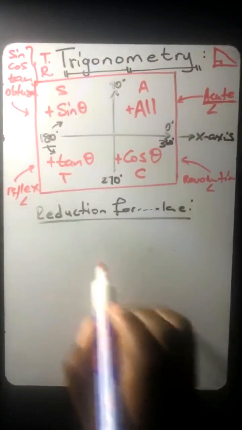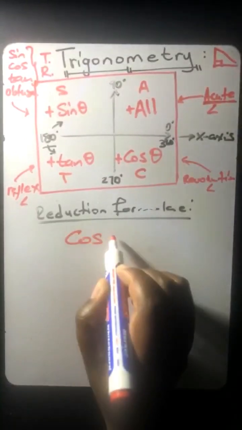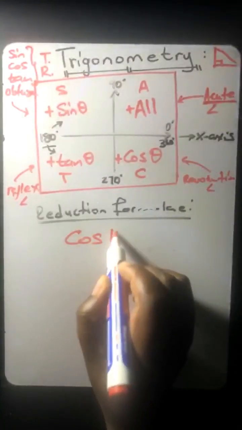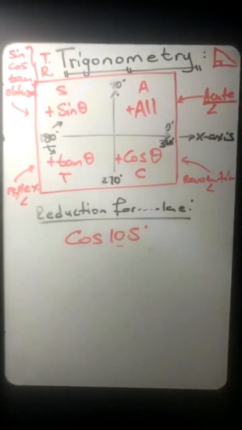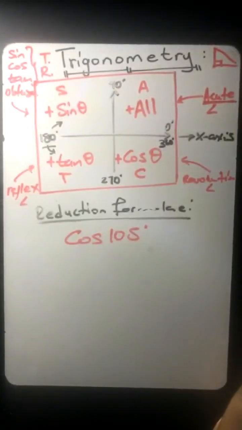Maybe let's look at this one. What about, let's say, cos of 105? Does this angle need to be reduced? Yes or no? Yes, sir.